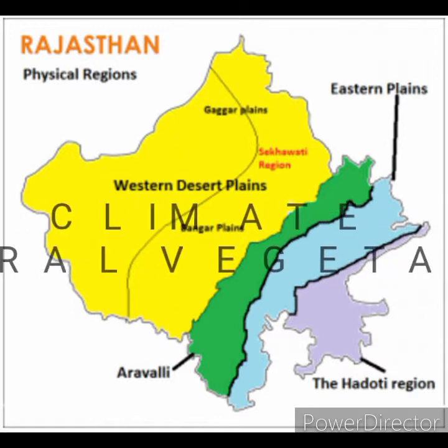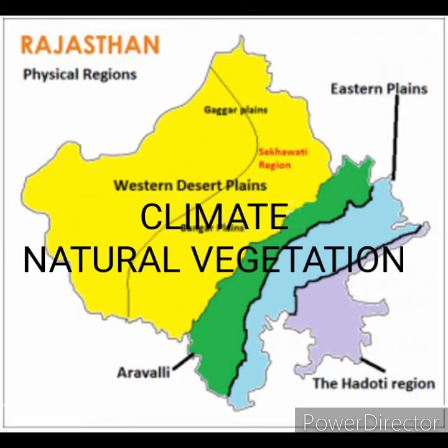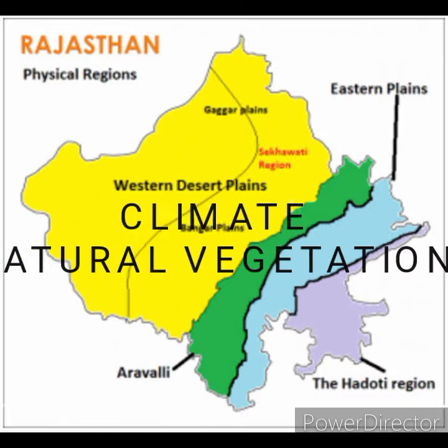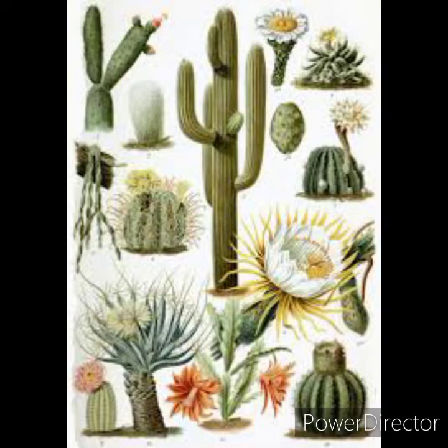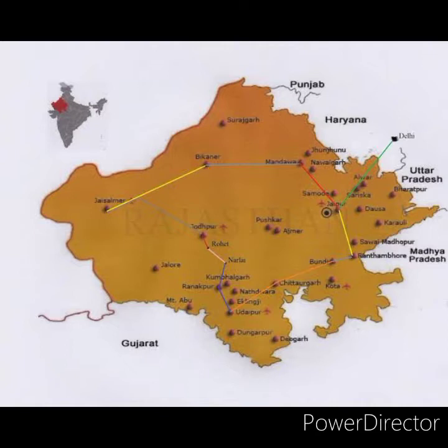Now, what about the climate and natural vegetation of the desert region? Children, the climate of the desert remains very hot and dry throughout the year. Rainfall is very less, scanty, which leads to a shortage of water. In many places rainwater is stored, but the areas in desert regions don't have any access to water. Therefore, areas such as Rajasthan have very little water, and this leads to a shortage of water.